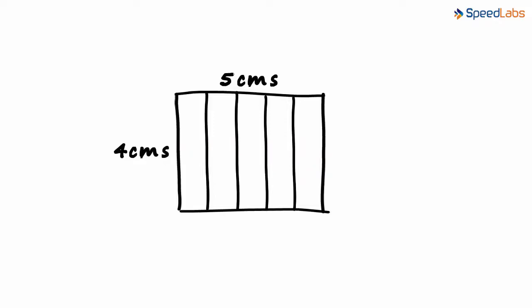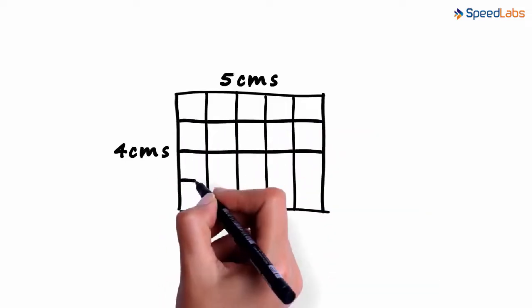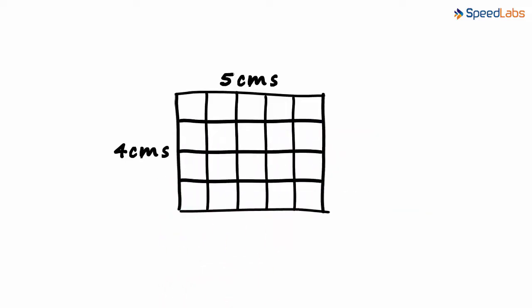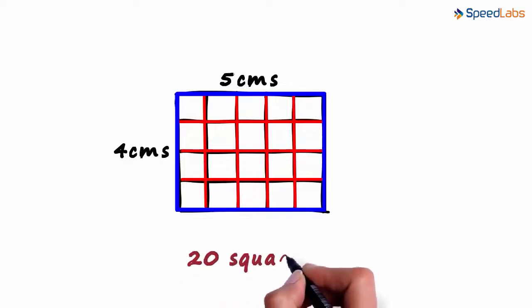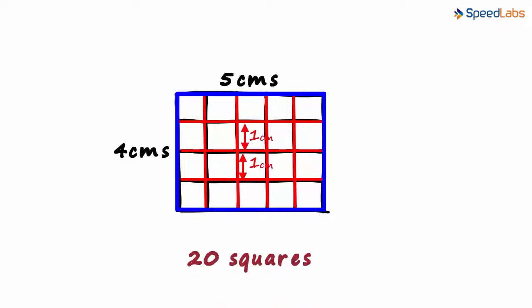And we split 4 centimeters into rows of 1 centimeter each. So we draw 3 lines like these. Even the distance between any two adjacent horizontal lines is 1 centimeter. We haven't done anything special. We have just drawn lines within the figure. And what we got is 20 small squares of side 1 centimeter each.